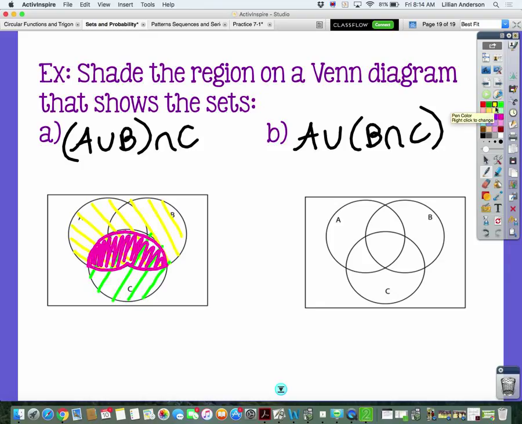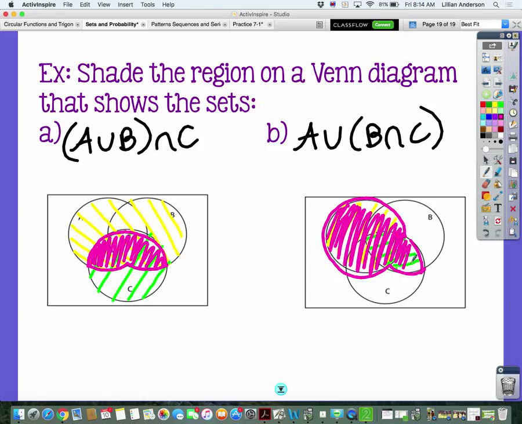I need to shade A. So all of A. It doesn't matter if A intersects with B or whatever, it's A. All of that's A. And now I need to shade the intersection between B and C. B and C intersect right in here. So I'm going to shade that in neon green. And this time between the yellow and the green, I want the union. Union means everything that's in A, everything that's in the intersection of B and C, and everything that's in both of them. So my final answer is actually this whole area between the two. Okay?